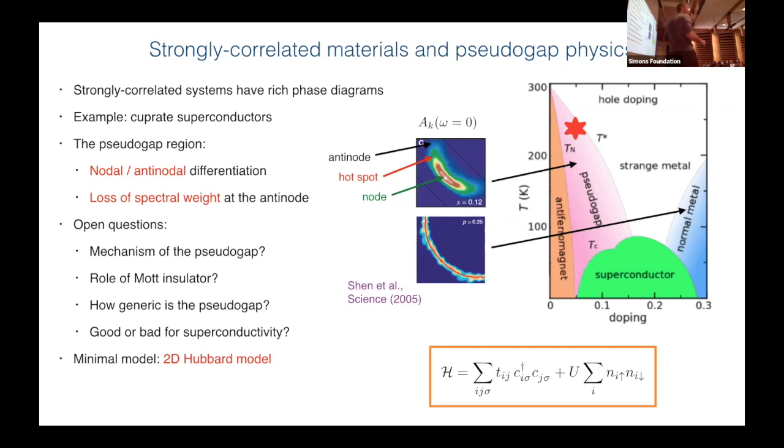And this is not an experimental talk, so we'll be doing theory on maybe the Hubbard model, which is the simplest model that maybe encapsulates the physics.